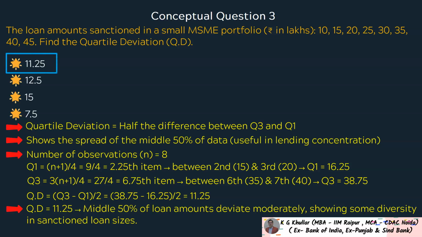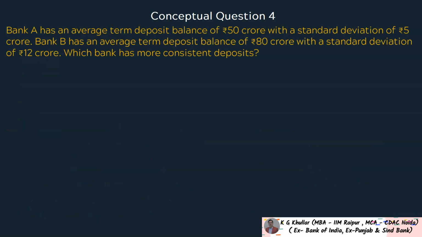The next question is, Bank A has an average term deposit balance of rupees 50 crore with a standard deviation of rupees 5 crores. Bank B has an average term deposit balance of rupees 80 crores with a standard deviation of rupees 12 crores. Which bank has more consistent deposits? And these options are given to you.